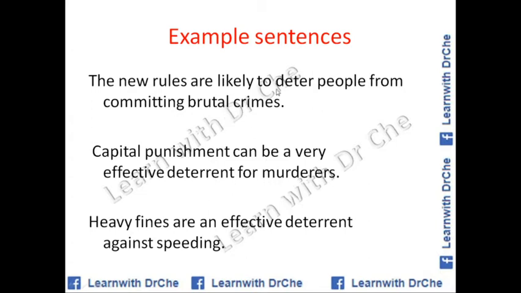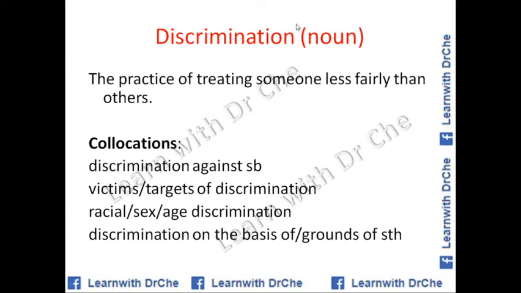Capital punishment can be a very effective deterrent for murderers. In one place you use it as a verb and in another place you use it as a noun. This will boost your score. Of course, this is called range of vocabulary. Heavy fines are an effective deterrent against speeding. These are effective deterrents.